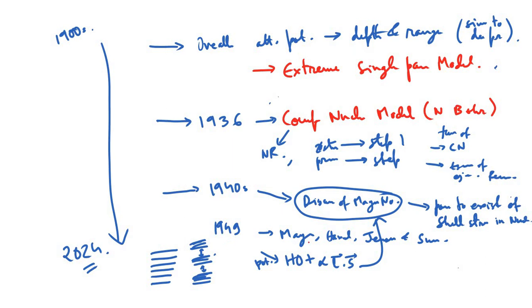And this is how the magic numbers were reproduced by the introduction of bunching of levels. So this bunching of levels is the key. You see, this choice of harmonic oscillator caused bunching of levels, and now we can reproduce these magic numbers. And what is the name of this model? This is our shell model.